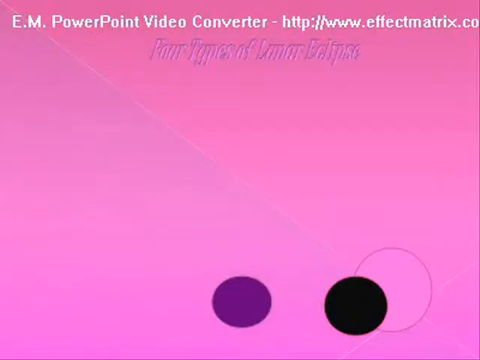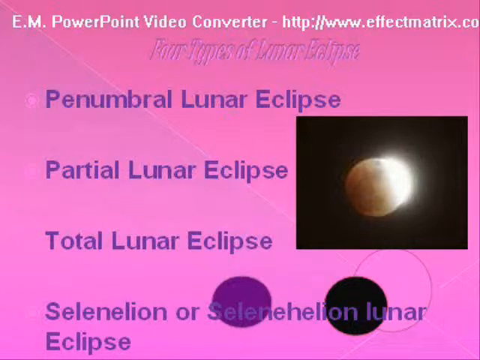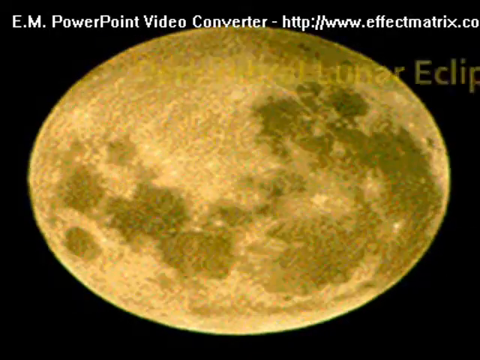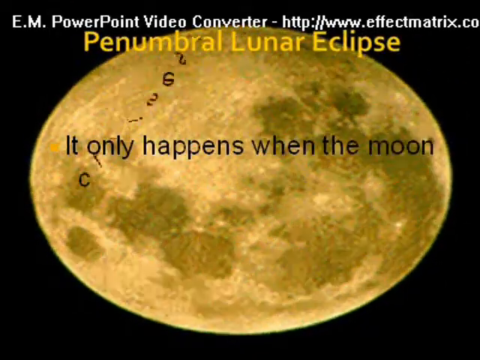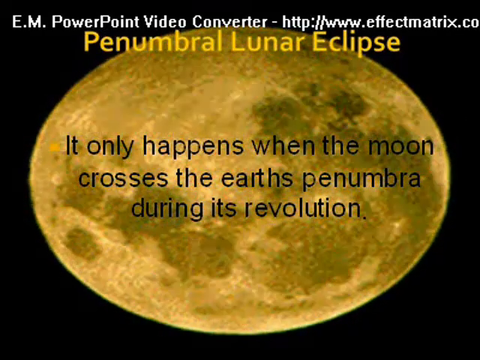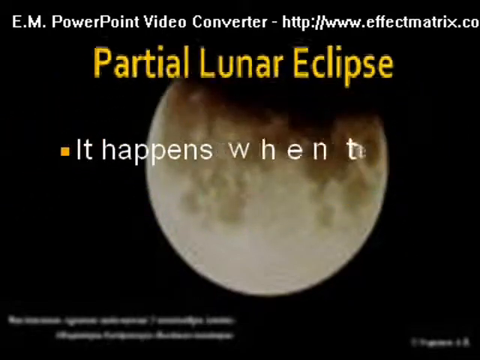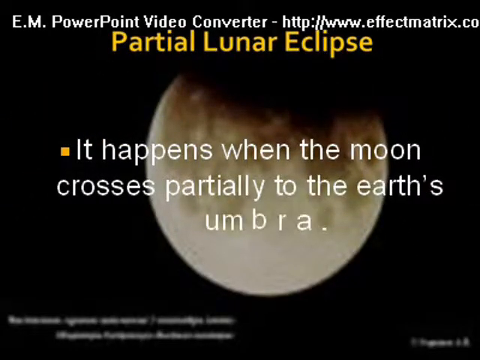There are four types of lunar eclipse: the penumbral lunar eclipse, partial lunar eclipse, total lunar eclipse, and the selenelion or selenelion lunar eclipse. The penumbral lunar eclipse only happens when the moon crosses the Earth's penumbra during its revolution. The partial lunar eclipse only happens when the moon crosses partially into the Earth's umbra.